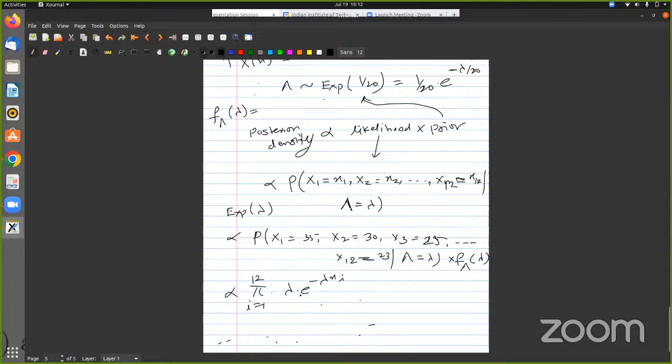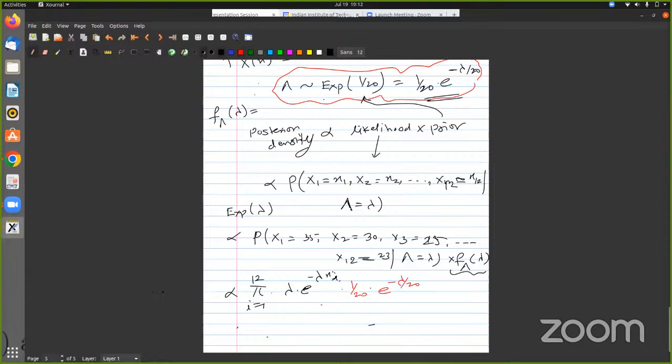So if I do the product, how will it be then? Lambda again, raised to n, lambda to the power 12, into f lambda of lambda. What is this? It is 1 by 20, because for the prior density, 1 by 20 e to the power minus lambda by 20.